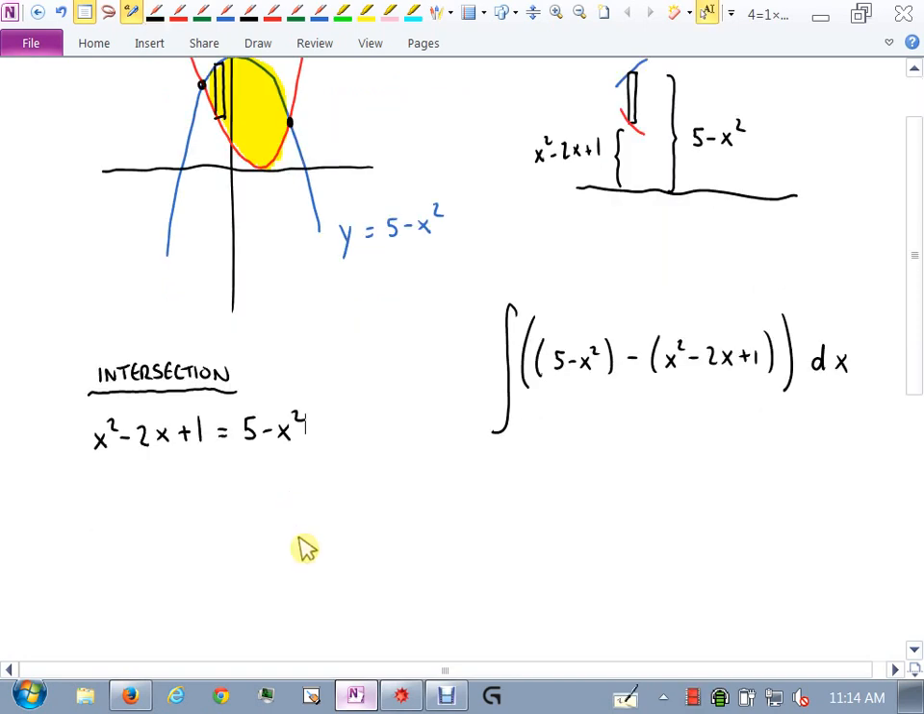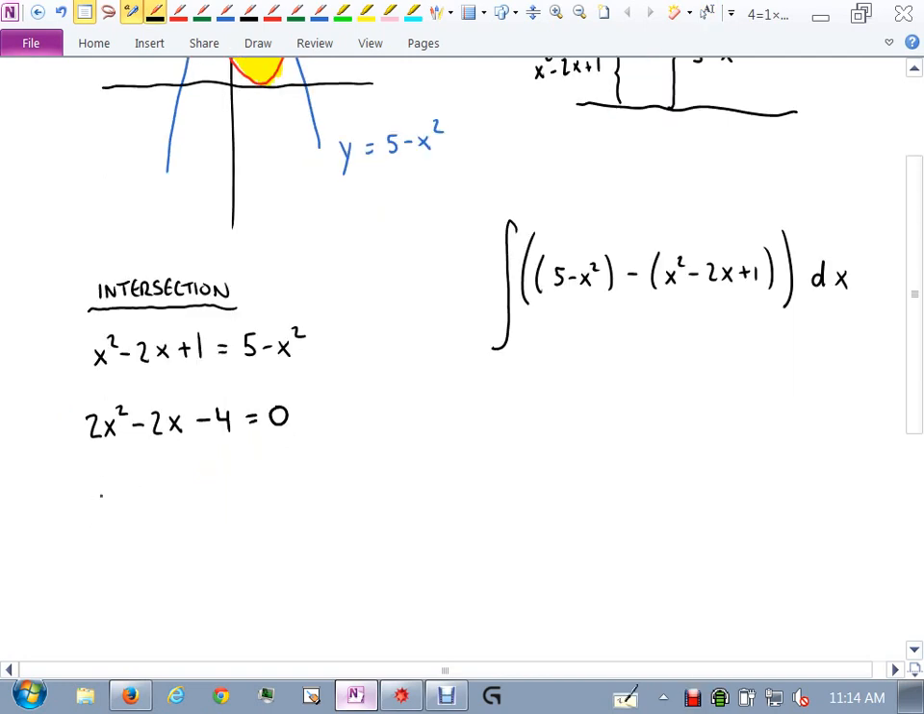And then solve this equation. Well, it's a quadratic equation, right? So we move everything to one side. So I'll add x squared to this side, which gives me a 2x squared. I already had a negative 2x. I subtract 5 on both sides. I get minus 4 equals 0.